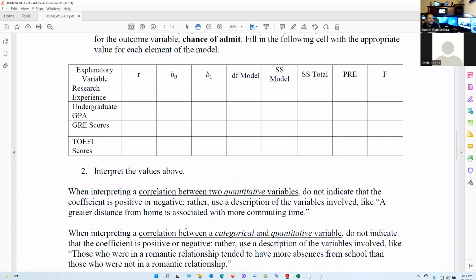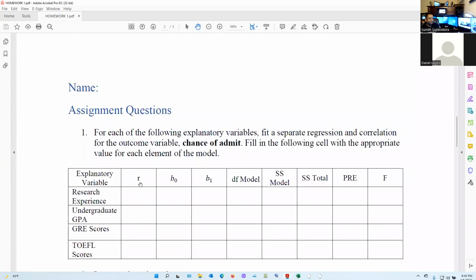So you need R. R you can remember. R is the measure of the strength between X and Y. That's the measure of strength. You saw that one last time. You can remember that.